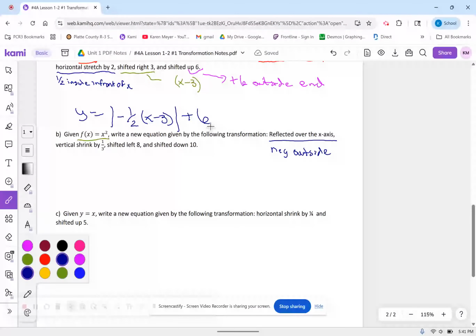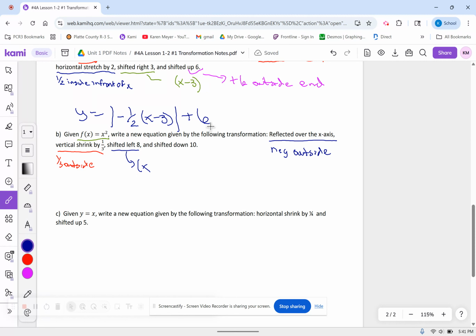And the next piece is a vertical. Okay, a vertical stretch or shrink is on the outside, and you'll use it exactly how it looks. So you're going to use the 1/3, and the 1/3 is going to go on the outside of the function at the beginning. Then we have this shift left. Left or right is inside, and remember it's backwards, so you're going to write that as x plus 8. And then the last thing we have is up or down. Up or down is at the end, and it's exactly how it looks. So you're going to put minus 10 at the end.